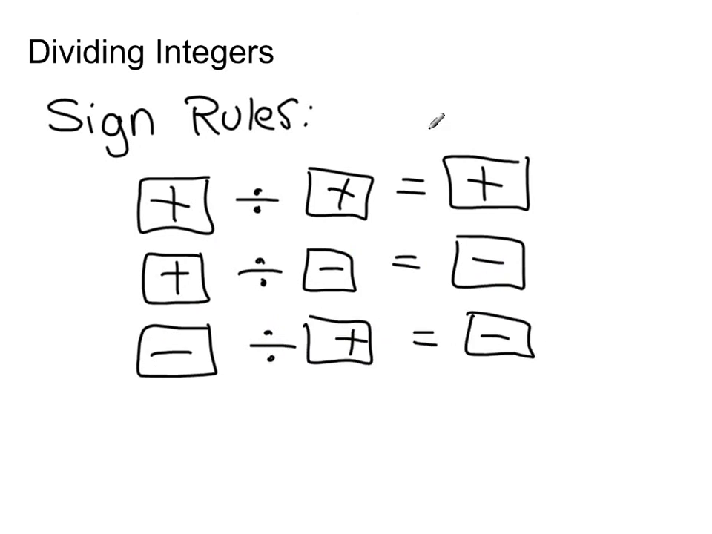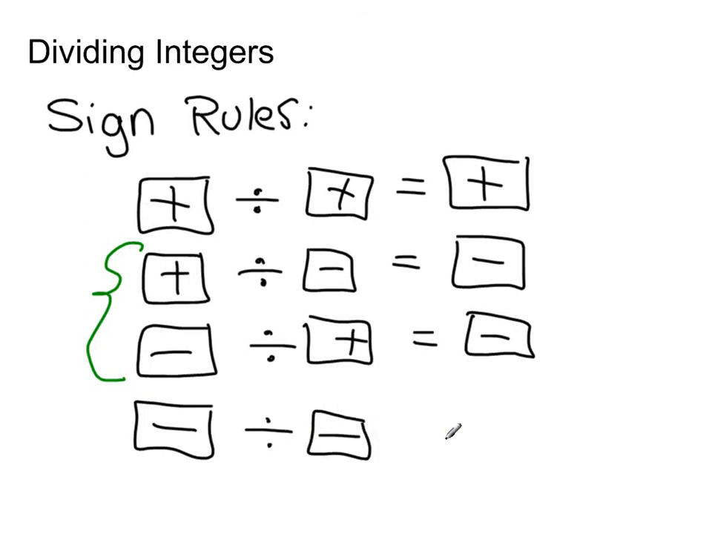Now, let me make a note here. These two rules are the same story. Order matters in division, so that's why I wrote them as two separate rules. And last but not least, a negative divided by a negative is, in fact, a positive. So that's all you need to know.